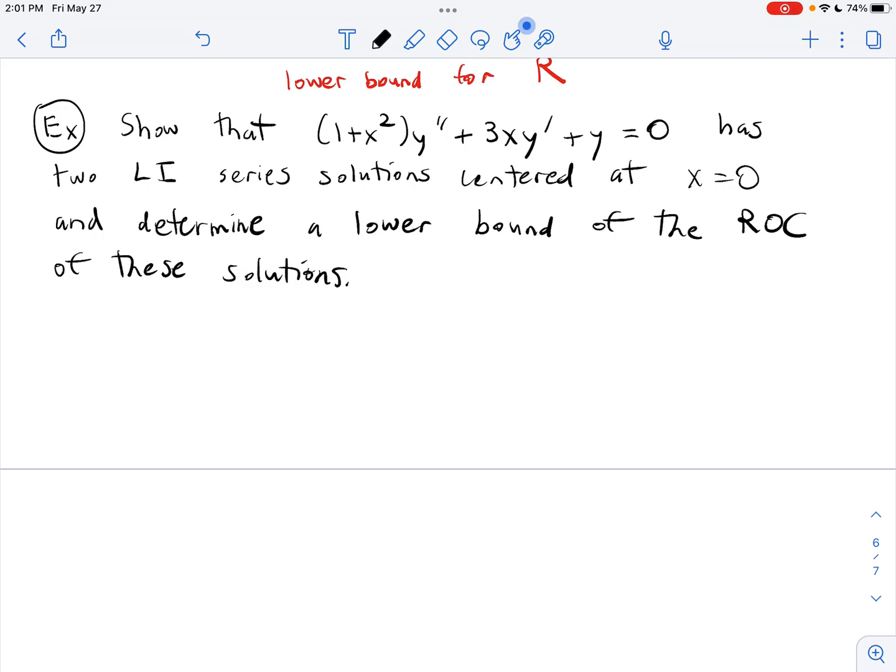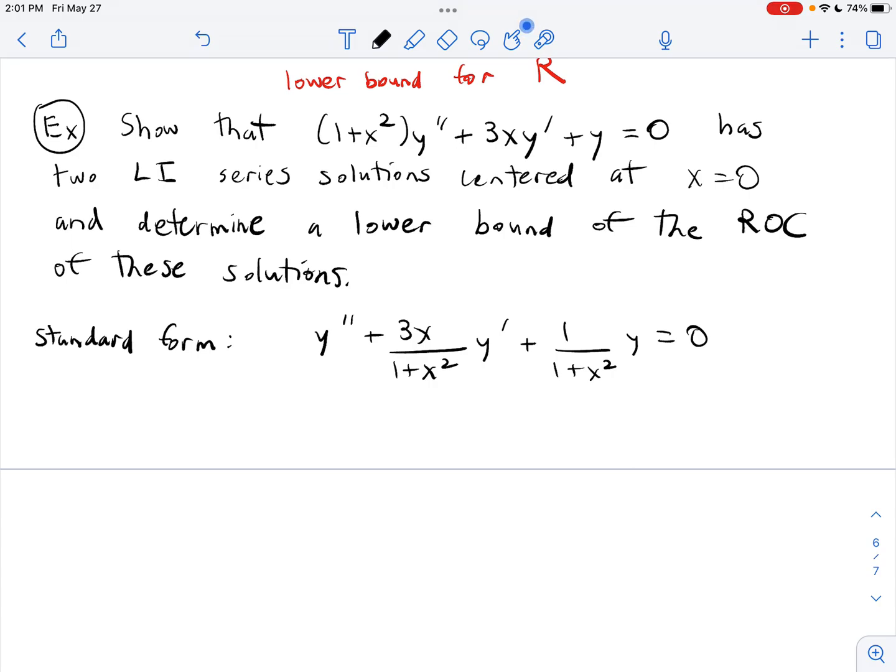So let's start by putting the differential equation in standard form. Standard form means I should divide the whole thing by 1 plus x squared, and I end up with y double prime plus 3x over 1 plus x squared, y prime, plus 1 over 1 plus x squared times y is equal to 0.